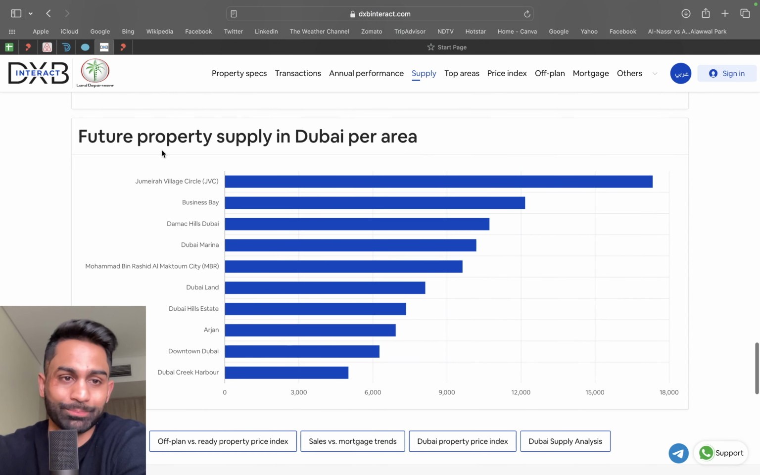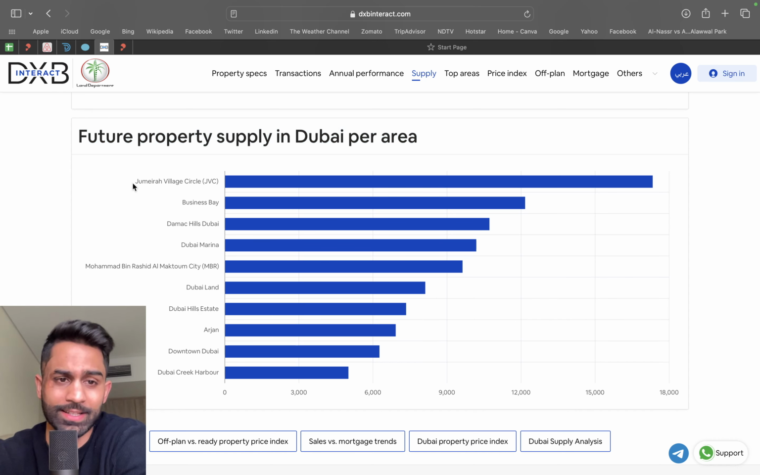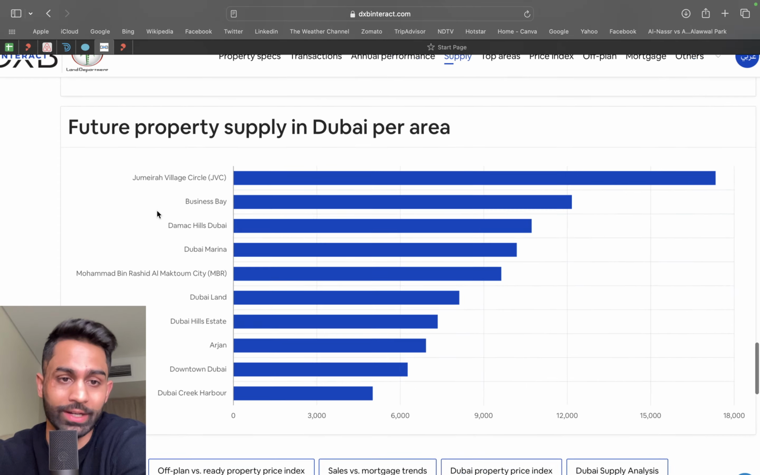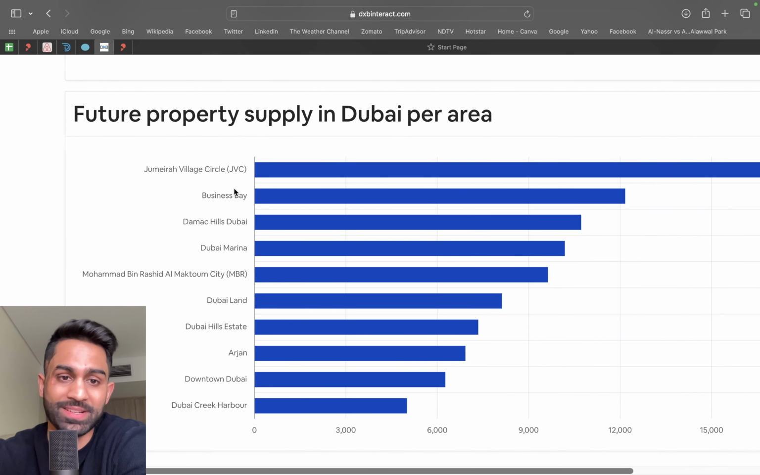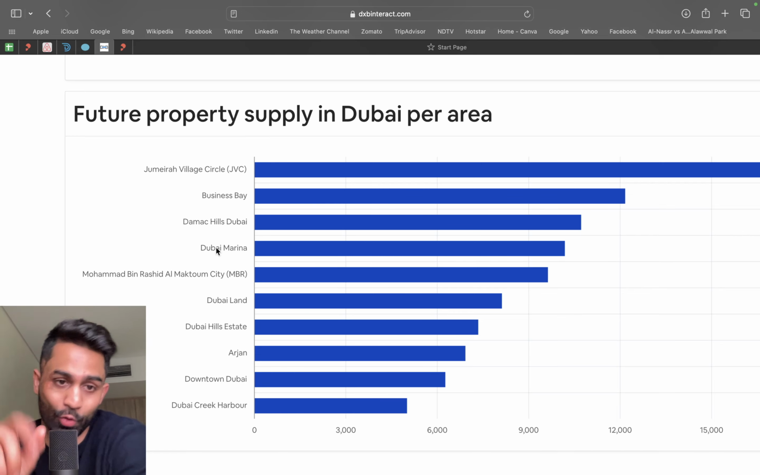And this right here, future property supply in Dubai per area. This is one of my most important indicators that I look for. JVC, Jumeirah Village Circle, is at the very top. Then we've got Business Bay, Damac Hills, and Dubai Marina. Dubai Marina, I went today. I looked at a property today that was listed for around 850,000 dirhams, and the rental yield is around 4.5% on a net cash on cash. I'll go over that in just a minute.